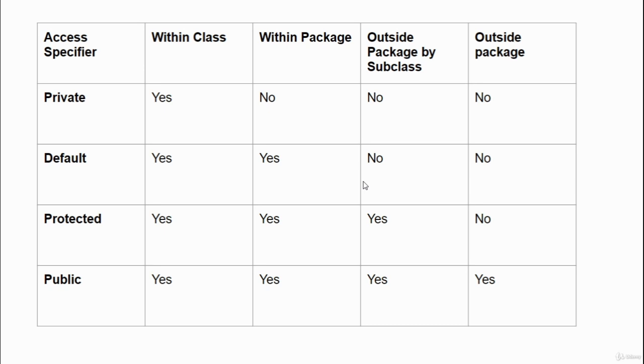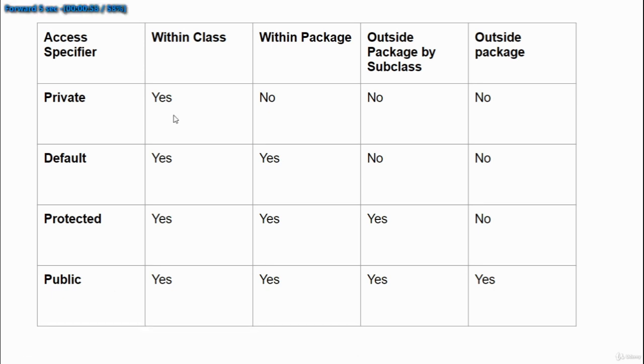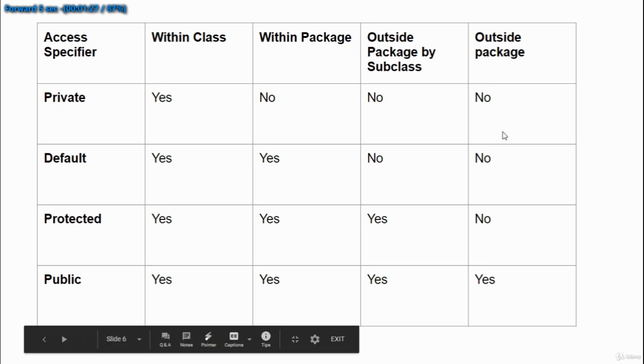So that's it for this. These are the access specifiers, and you should always know where they can be accessed and where they cannot be accessed. This is just a basic thing. So we will end this lecture here and we will go deeper into the access specifiers in the coming lectures.